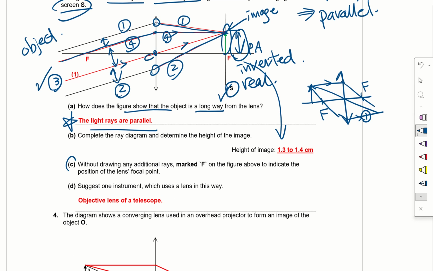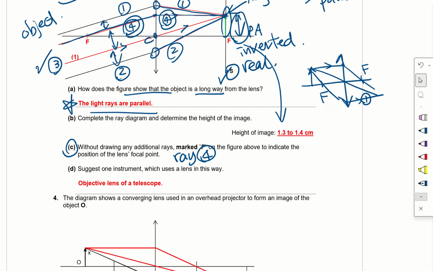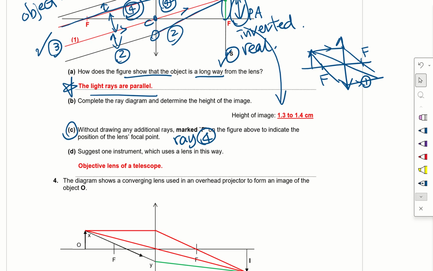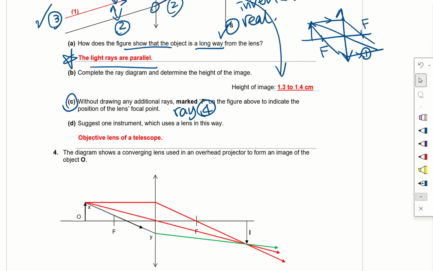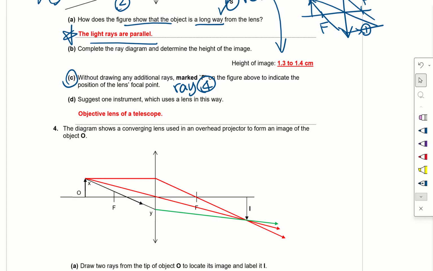And part C, I hope you all understand how I drew ray number 4, working backwards to find the focal point. Okay. So suggest one instrument which uses a lens in this way: the objective lens of a telescope. So refer to the 6 scenarios, 6 cases, in your notes.